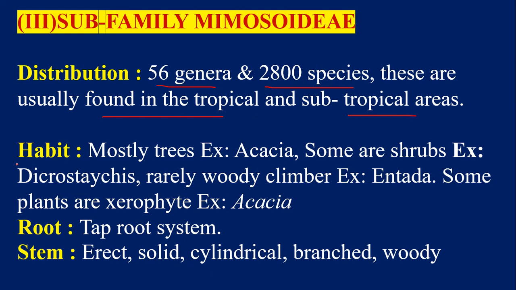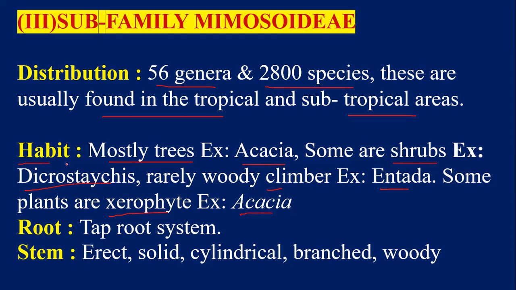How are these plants growing? Mostly these plants grow in the form of trees, for example, acacia. Some plant species grow in the form of shrubs. Shrubs are bushy plants, for example, Dichrostachys. Rarely woody climbers, for example, Entada. Some plants are xerophytic. What do you know about xerophytes? They can grow in xeric environmental conditions, dry conditions, for example, acacia.